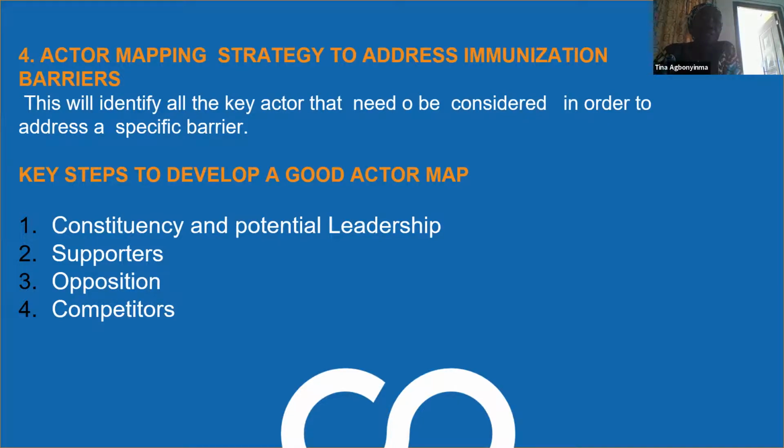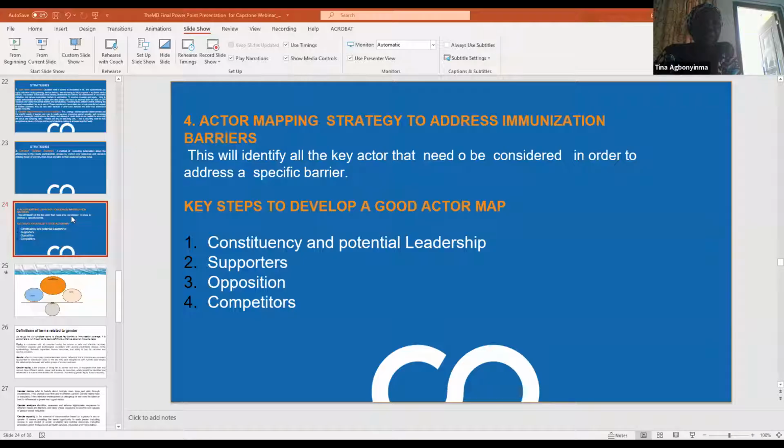What are the key steps to develop a good ATOL map? One of the steps is your constituency, which is the potential leadership. Number 2 is the competitors. Number 3 is the supporters. Number 4 is the opposition actors.